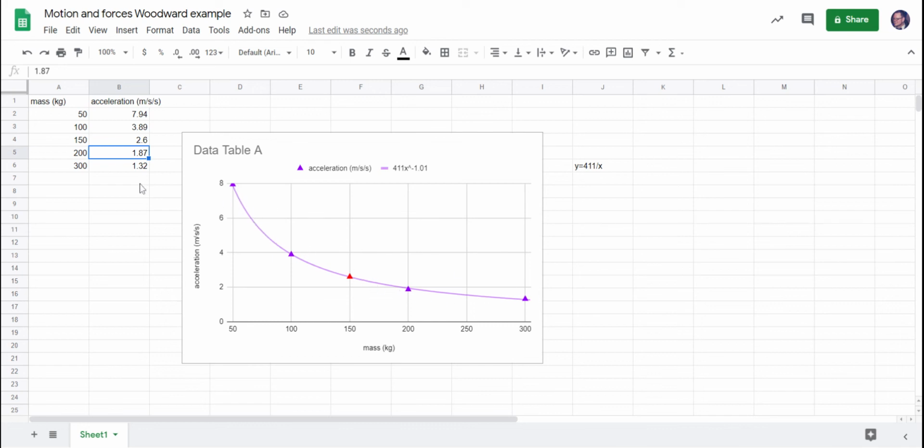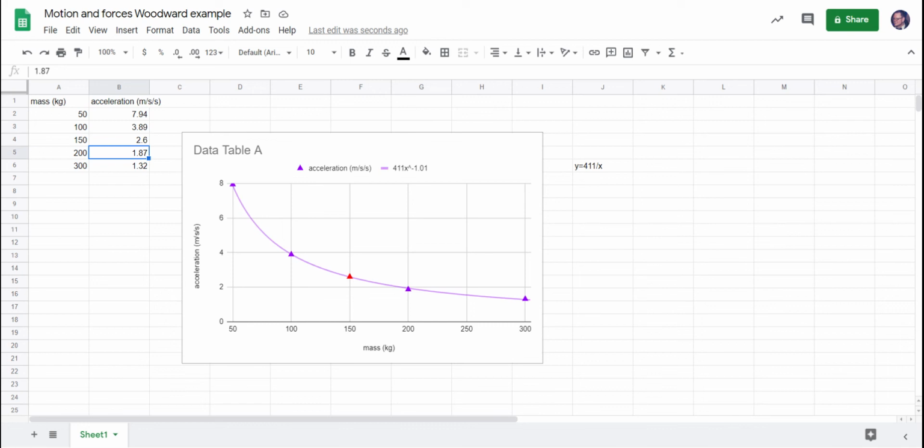So my answer for that question, a mass of 150 kilograms would have an acceleration of 2.6 meters per second squared. Obviously, your answer is going to be different because you have different data. So that is how you make the chart for data table A, and how you add in a new point and how you change the color of that new point.